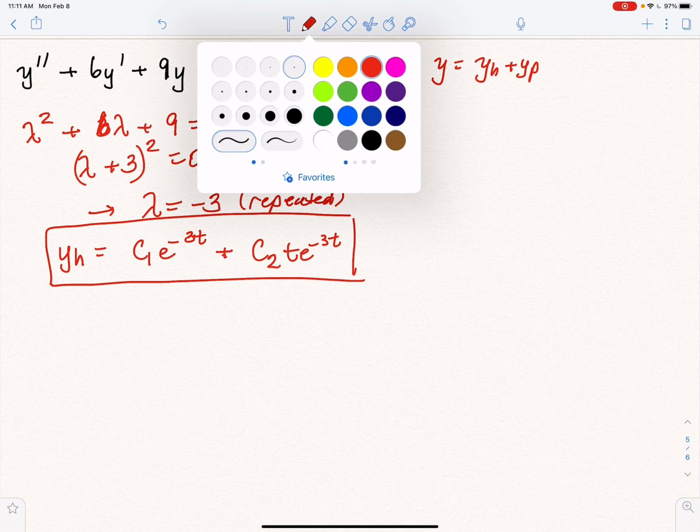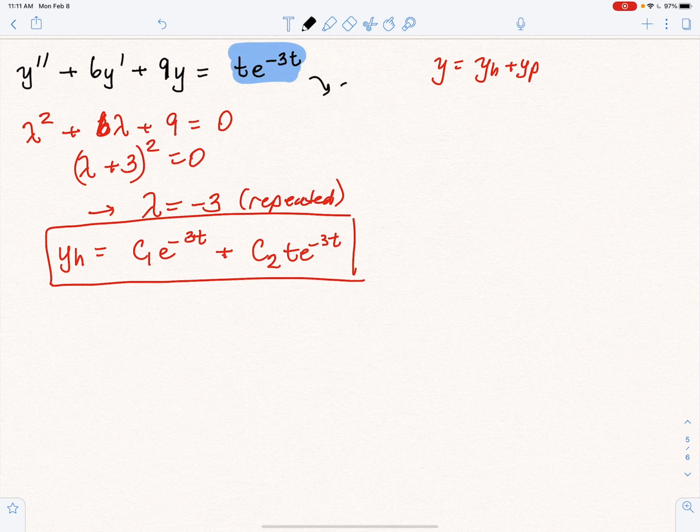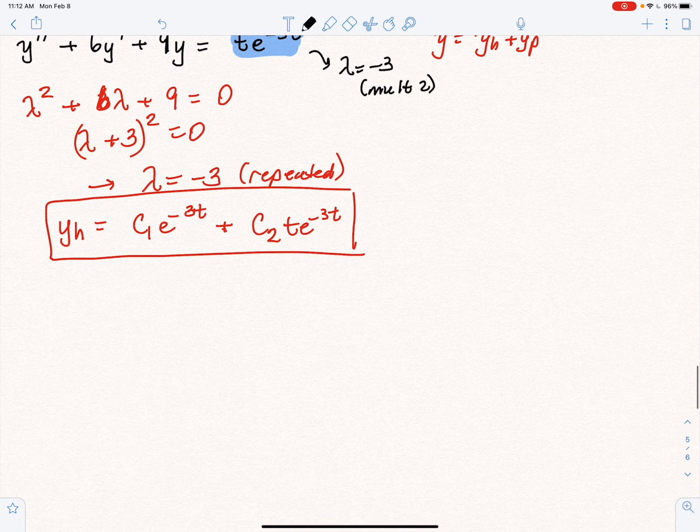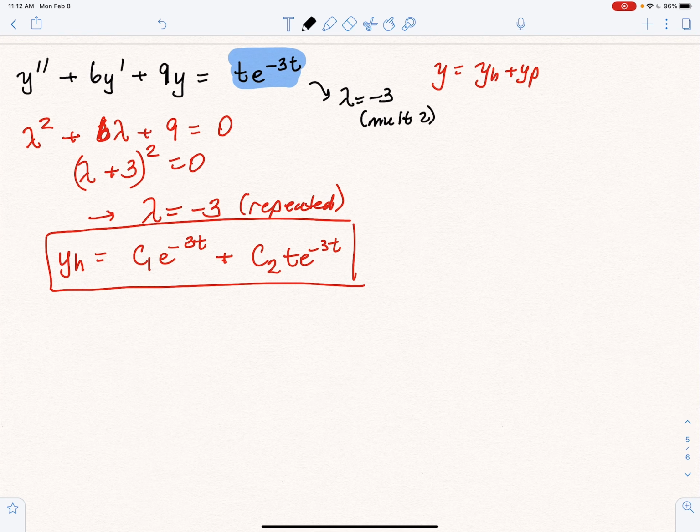So I want to look at this as I know that this corresponds to lambda equals negative 3 with a multiplicity of 2. Which means I can use the annihilator method, which says I can apply an operator to both sides of the equation to convert it to a homogeneous equation. So since that's lambda equals negative 3 with a multiplicity of 2, I know that the D plus 3 squared operator applied to t e to the negative 3t is equal to 0.